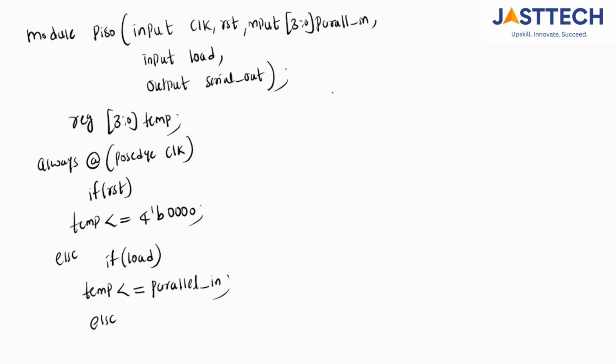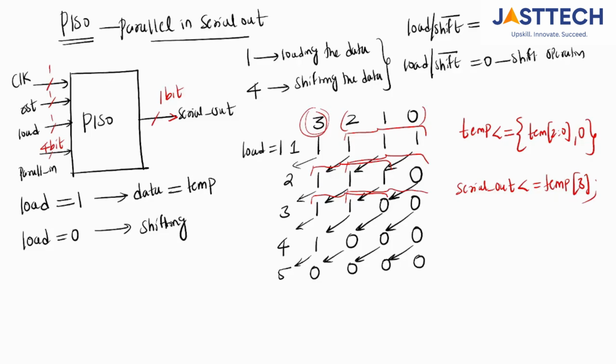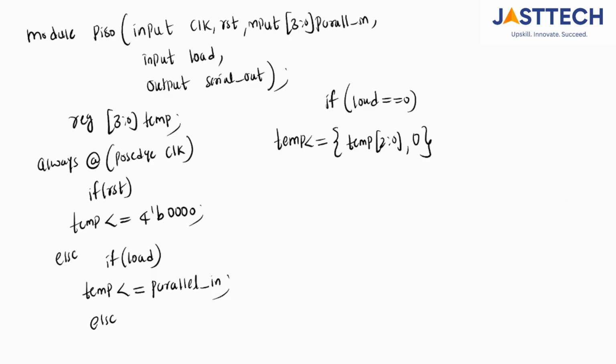Else if, when load equal to 0, I am using a relational operator. When load equal to 0, temp is assigned non-blocking with a concatenation operator: temp[2:0], 0. From the left-hand side, I told you the logic initially. So temp equals temp[2:0], 0, every time that will be copied. End.